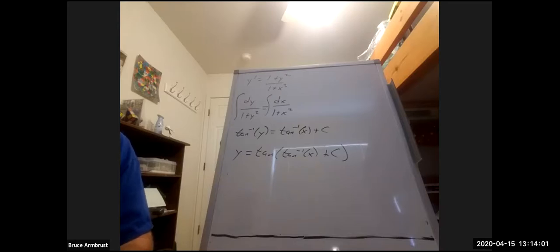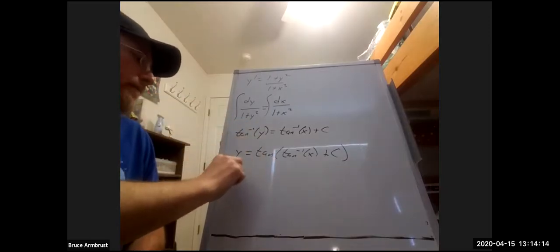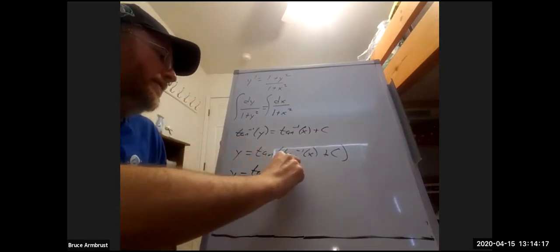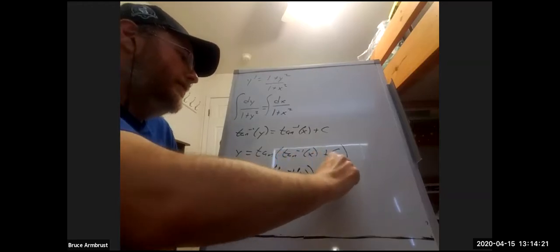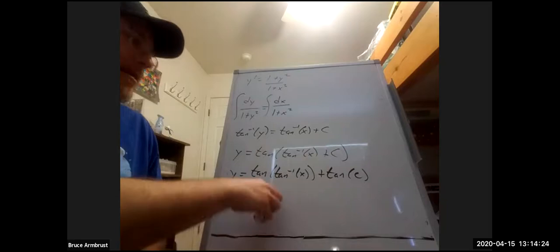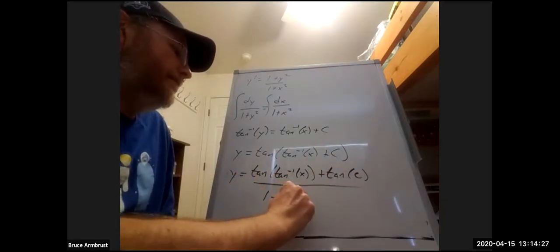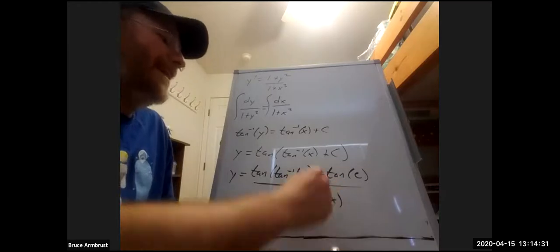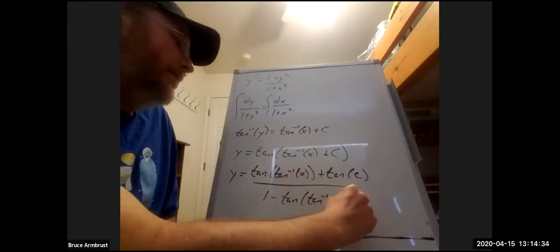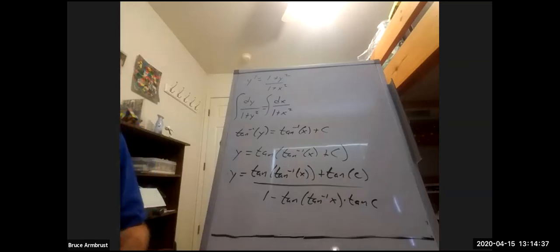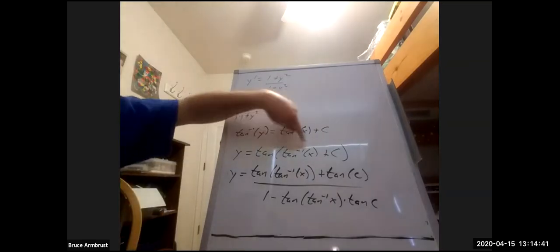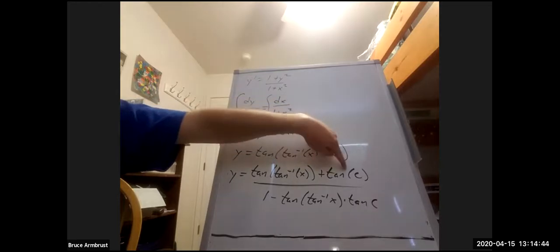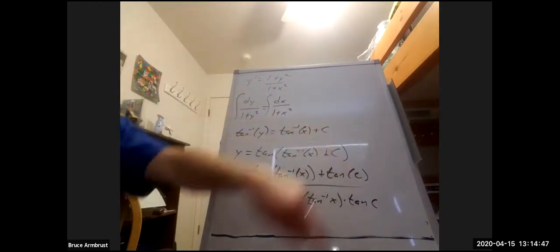So this actually is our explicit form, or a form of the explicit solution. We could stop here, but we can be a little bit more elegant if we use that sum of angles identity for tangent. What that would do is make this tangent of tangent inverse of x plus tangent of c, divided by 1 minus tangent of tan inverse of x times tangent of c. So that's the identity: tangent of alpha plus beta is tangent alpha plus tangent beta over 1 minus tangent alpha tangent beta.